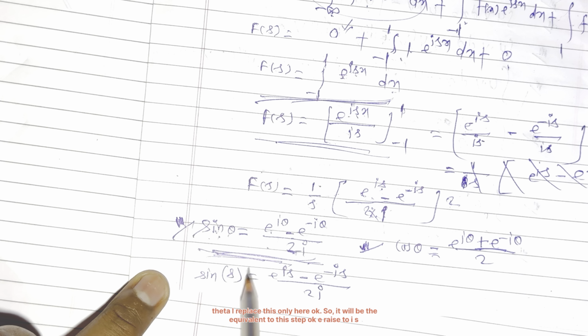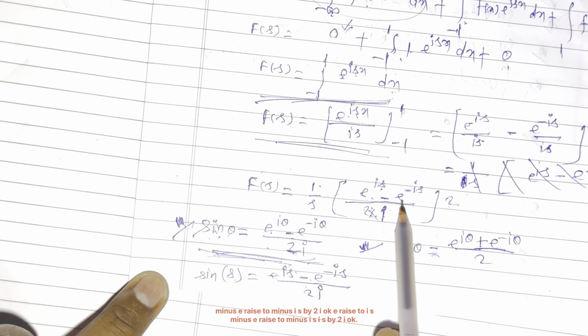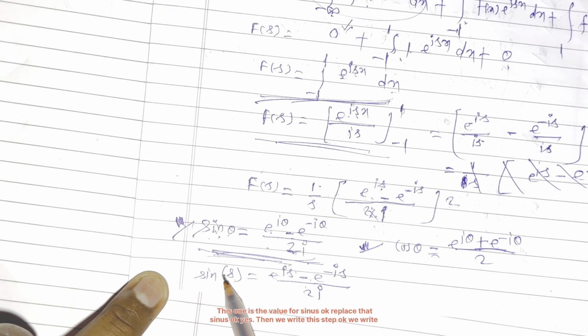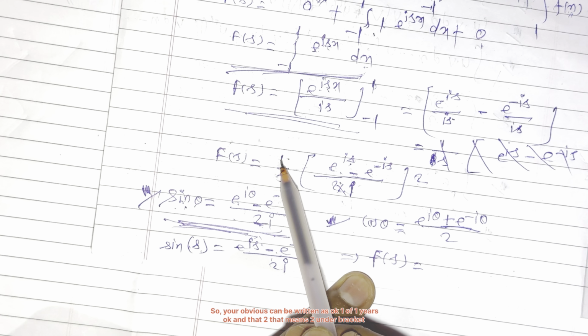See that carefully. Instead of theta, I replace s only here, so it will be equivalent to this step: e raised to is minus e raised to minus is by 2i. This one is the value for sine s. Replace that sine s. Then we write this step. We write F of s. How am I going to write capital F of s? See it here. So F of s can be written as 1 upon s.